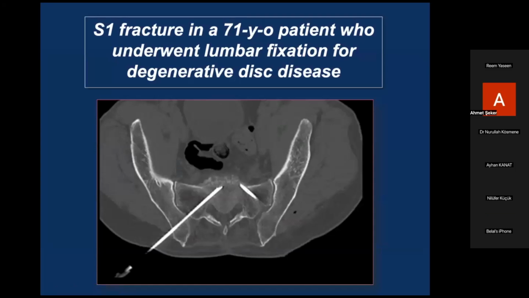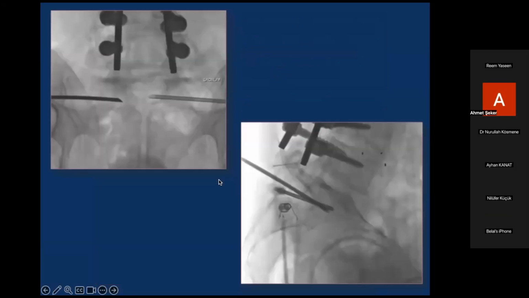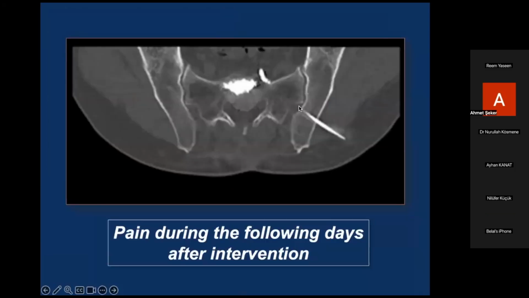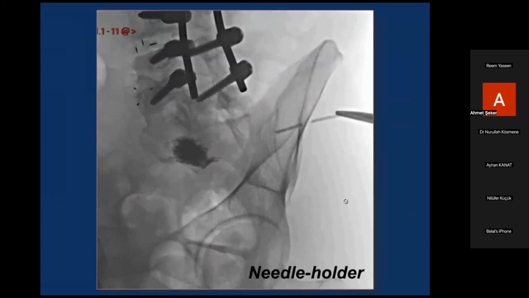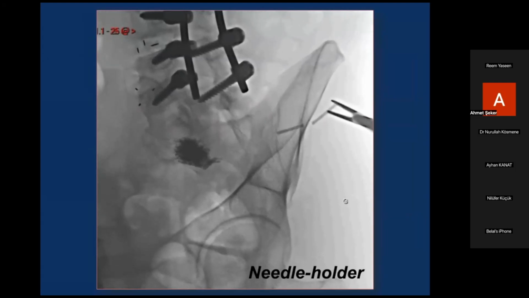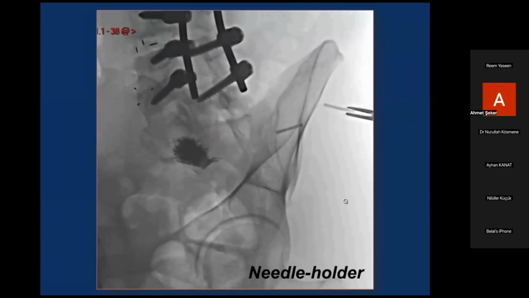Another example, a patient who presented an S1 fracture. It was a patient who underwent a lumbar fixation for degenerative disc disease. So we performed this cementoplasty of the S1 vertebral body, and this is the positioning of the needle, and we had this migration, this release of cement in the soft tissue. The patient experienced pain a couple of days after the intervention. And here, using the needle holder, it's very easy through a very short incision to remove this soft tissue leakage.